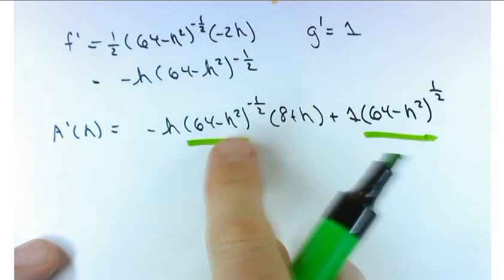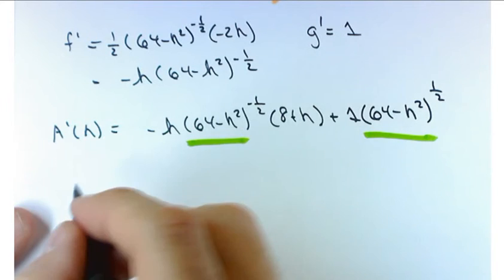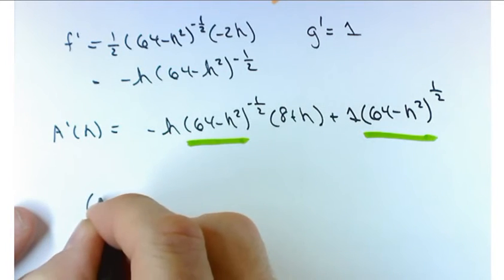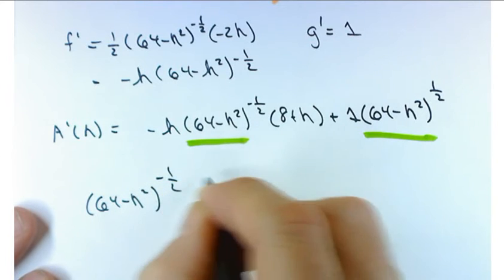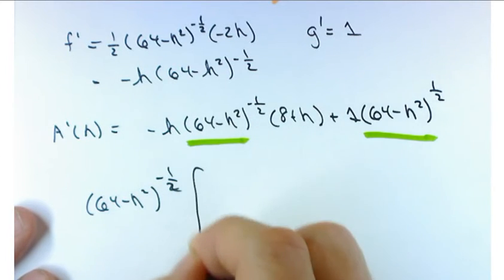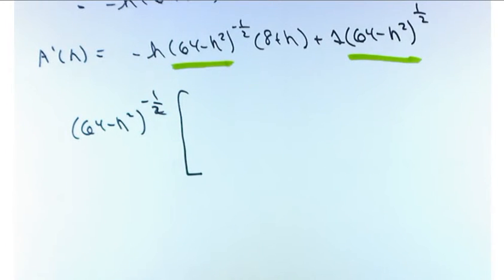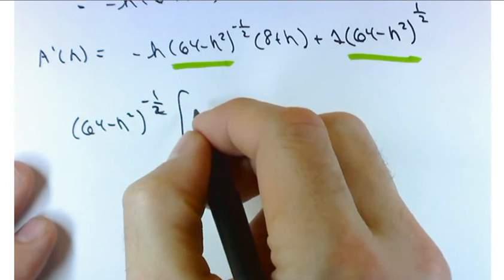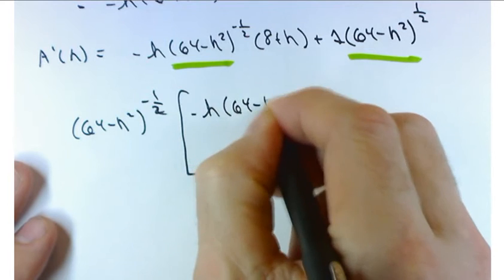Yeah, so we're going to factor out 64 minus h squared to the minus 1/2. So 64 minus h squared to the minus 1/2. Now I'm going to show all the gory details so that if you're watching this at home or someplace else, you can kind of follow along. You don't necessarily have to show all of this on an exam. Maybe you can do some of it in your head.